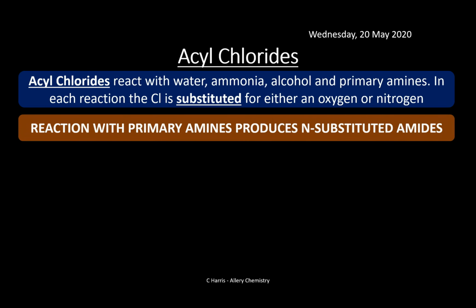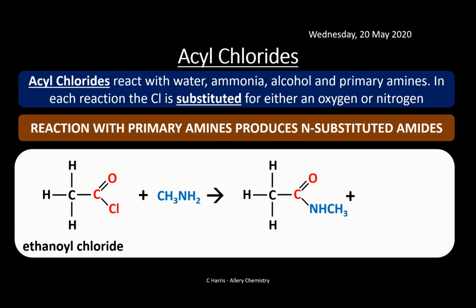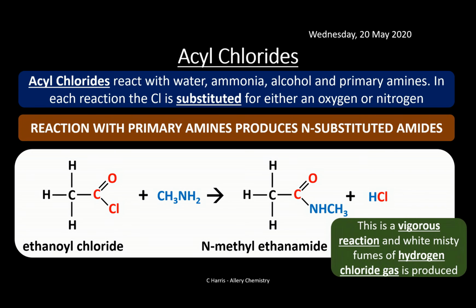And the final one is reaction with primary amines. Now this produces N-substituted amides. Well, it's a bit of a mouthful. Let's see what this is. So you can see here we've got ethanoyl chloride again. We're using the same acid chloride, and we're going to react that with a primary amine, as you can see there, and that's going to form our N-substituted amide.